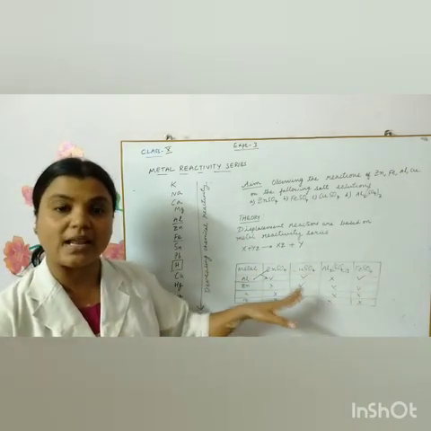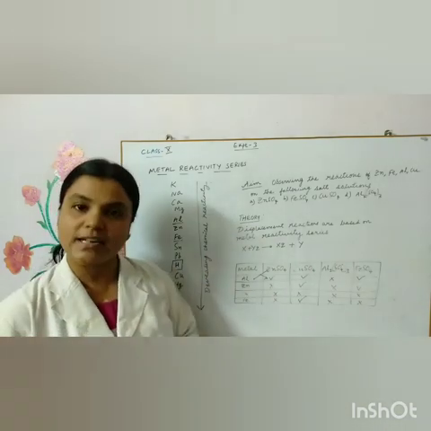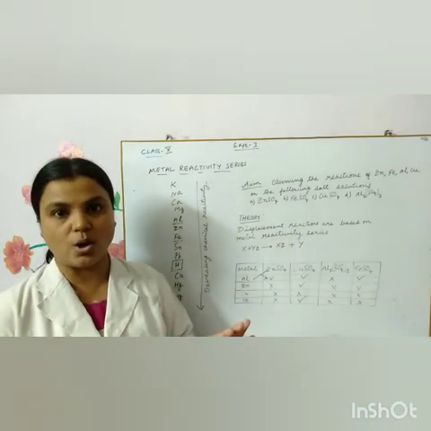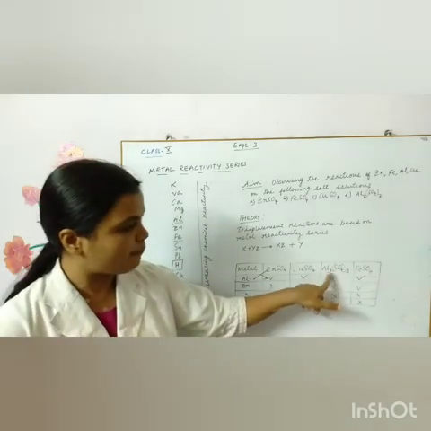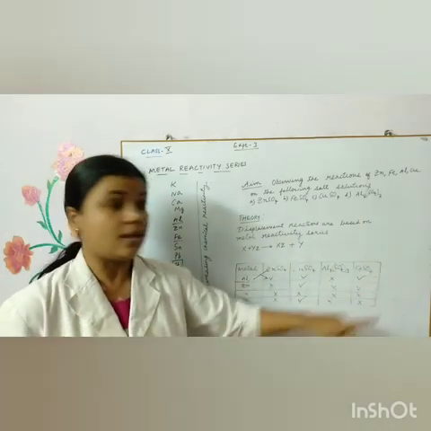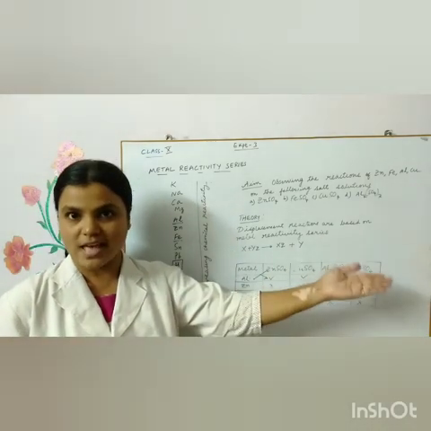So what does it mean? Zinc is more reactive than copper. Can you see, was there any reaction with aluminium sulfate? No. So it means that zinc is less reactive than aluminium. Then if you see iron, there is a positive reaction. It shows that zinc is more reactive than iron.